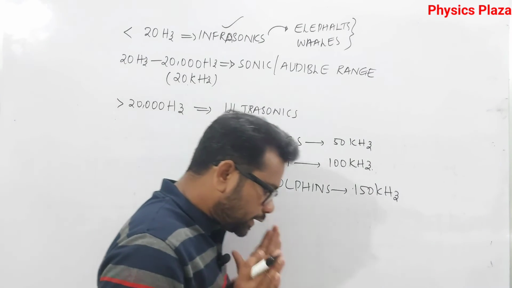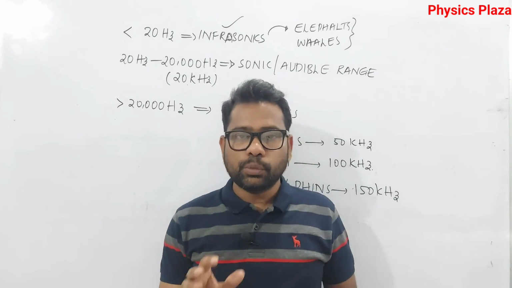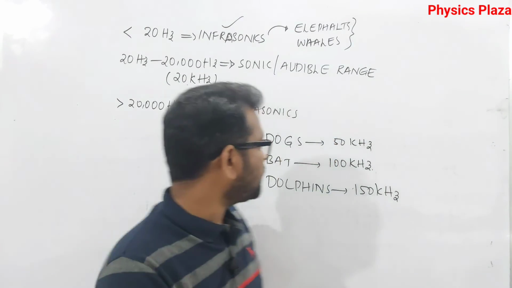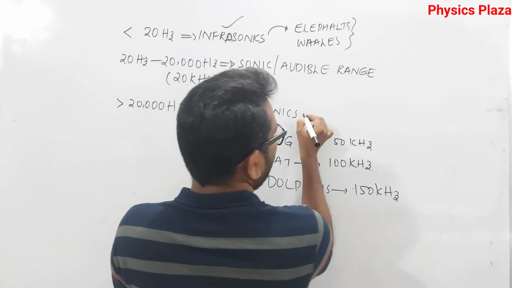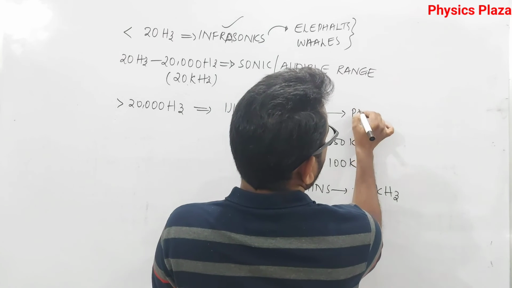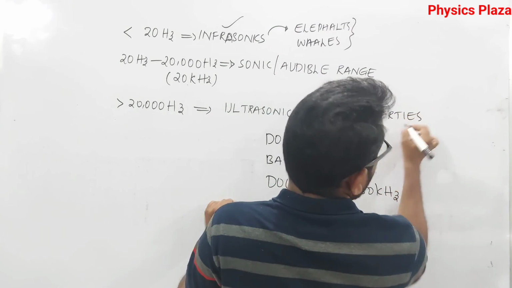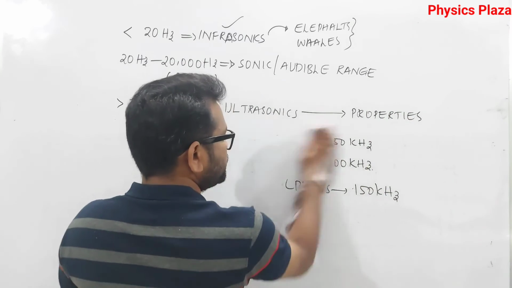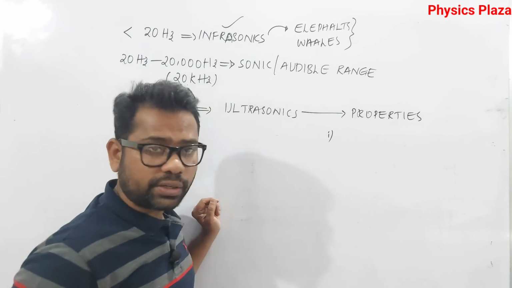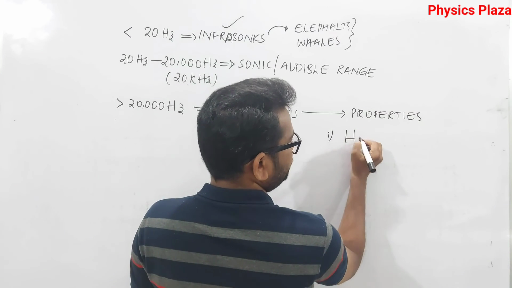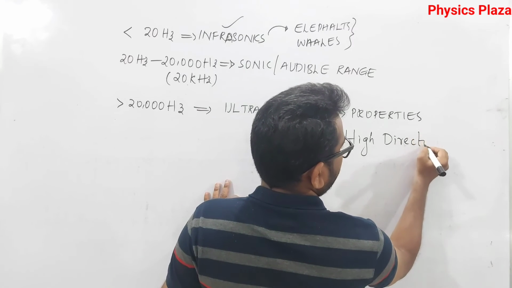Now children, from the examination point of view, ultrasonics are very important, because we will find many applications of ultrasonics. Why? Because of their special properties. So what are the special properties of ultrasonics? The first important property of ultrasonics is high directivity.